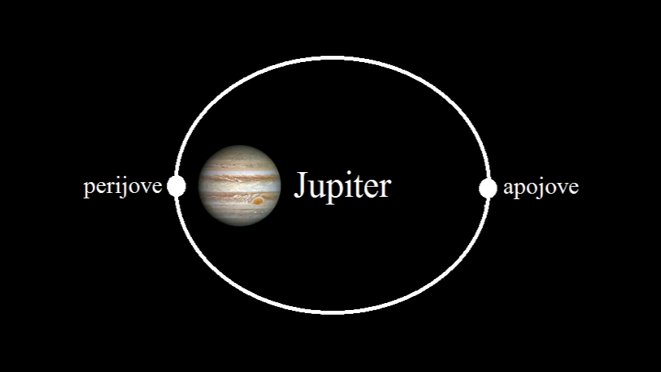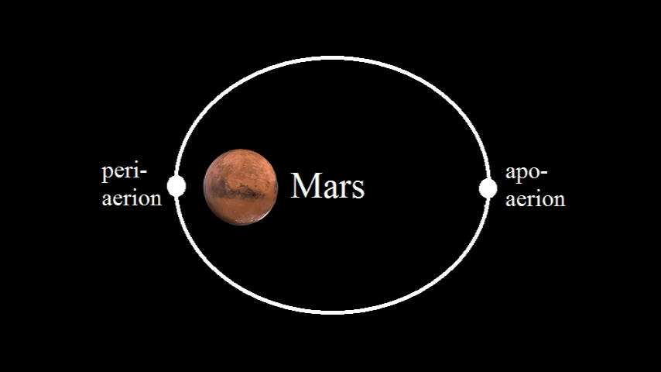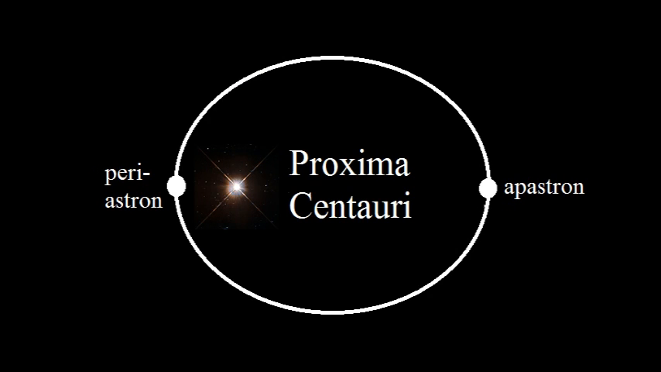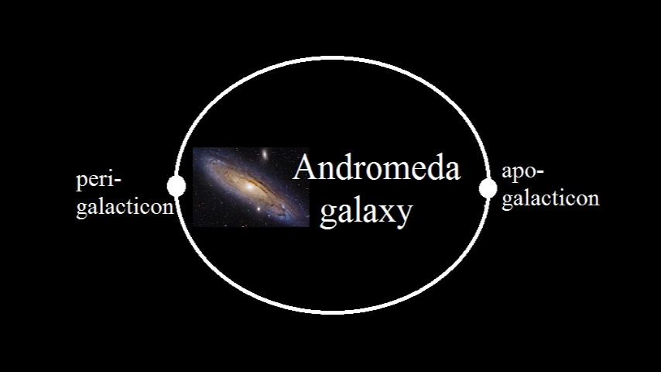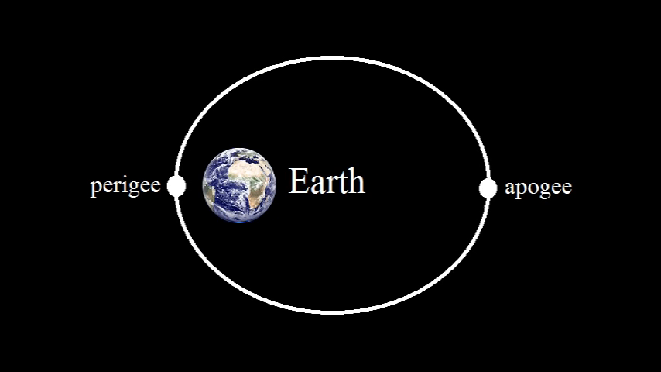Periselene, perijove, pericytherion, periarion, perihelion, periastron, perigalacticon. The generic terms for these points in an orbit around an arbitrary object are periapsis and apoapsis. But this video is primarily concerned with Earth orbits, so let's just focus on perigee and apogee. Focus. Like the focus points in an ellipse. I made a funny.